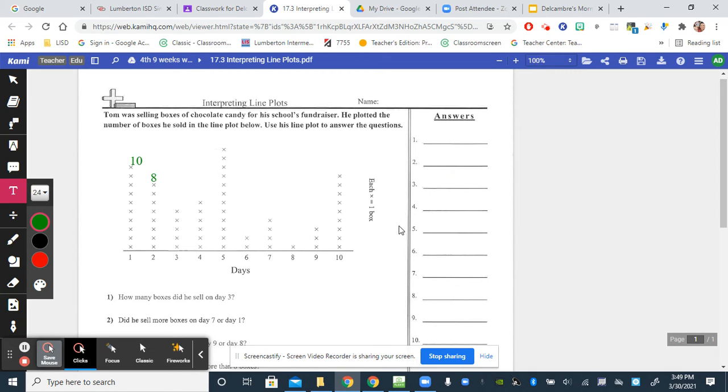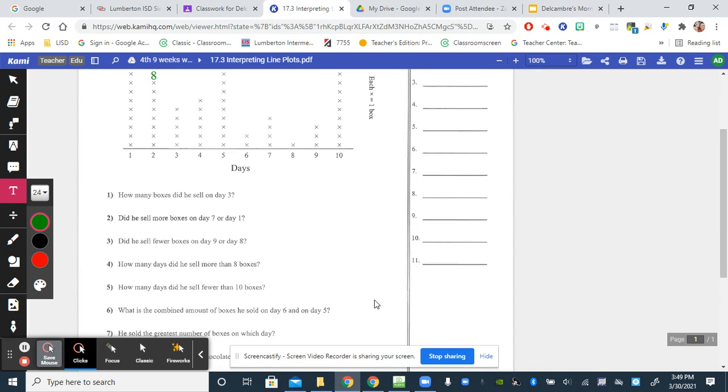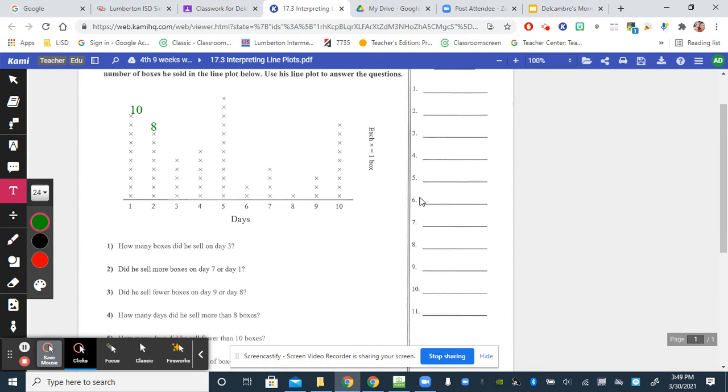Okay. Number 2, did he sell more boxes on day 7 or day 1? So you're going to look at that information. Day 7 or day 1. Which one did he sell more on? You're going to type day 7 or day 1. Okay. I had several students that had to go back and fix it because they were just putting numbers down. I want to know why. What do those numbers represent?